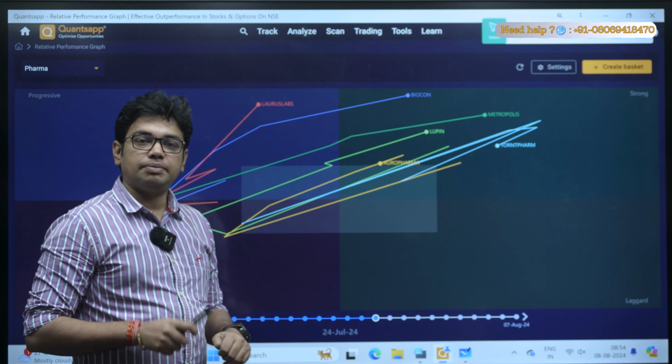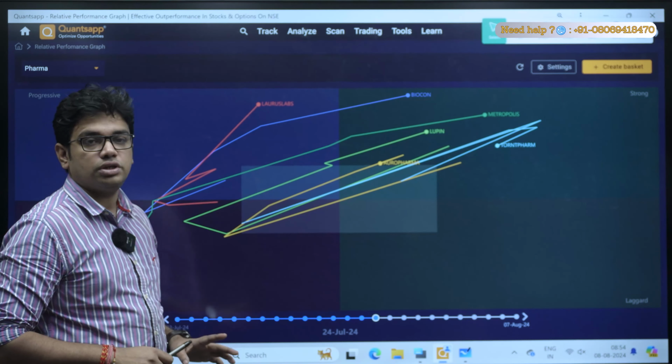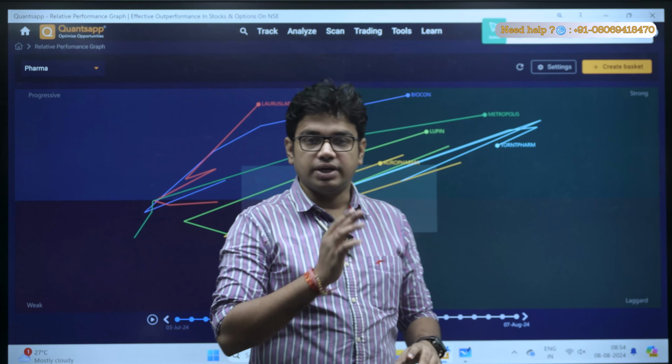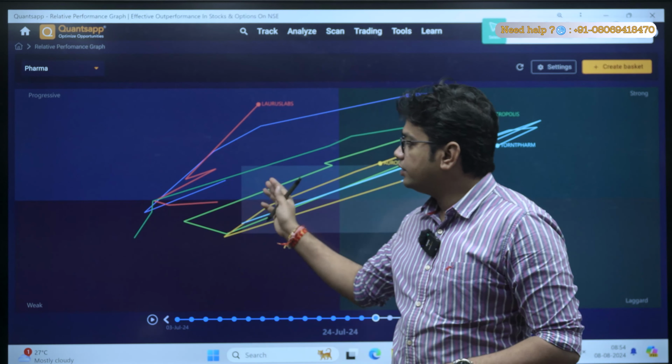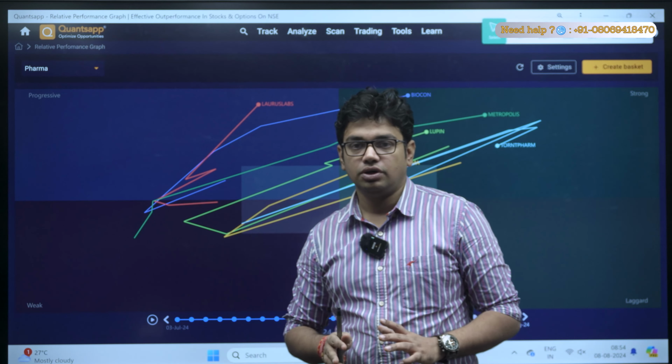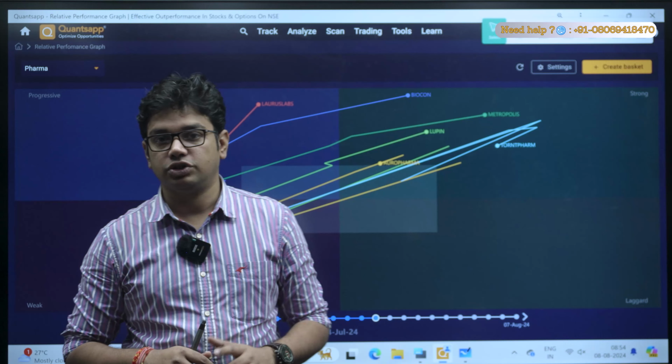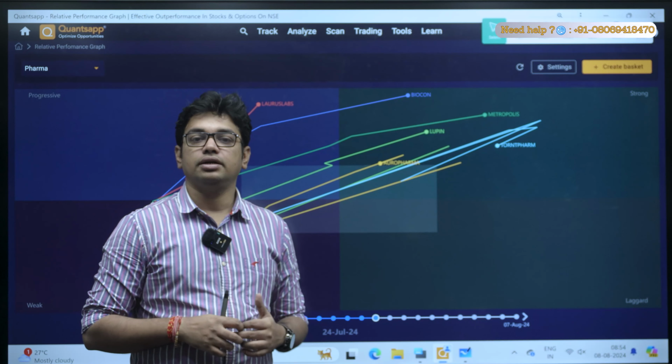You will exit from that particular stock only when it is hitting the neutral zone or the weak zone. That is your stop loss. When it is entering into the neutral zone or the weak zone, it will be considered your stop loss. Then again, if it enters into progressive zone, you can buy that particular stock. That is how you are going to take the swing trading.